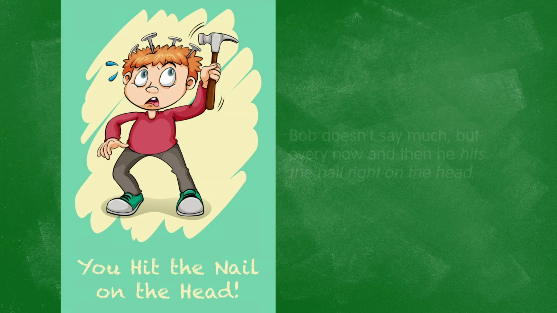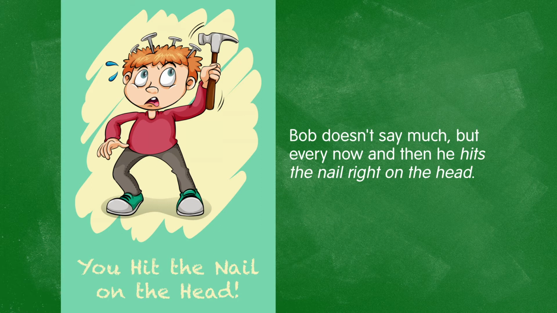So, for example, one informal idiom is to hit the nail on the head. Now, this means to be exactly correct or to do exactly the right thing. For example, Bob doesn't say much, but every now and then he hits the nail right on the head. It's an interesting example, as you can see, because we've added an additional word in the idiom, right, to make it sound even more emphatic.